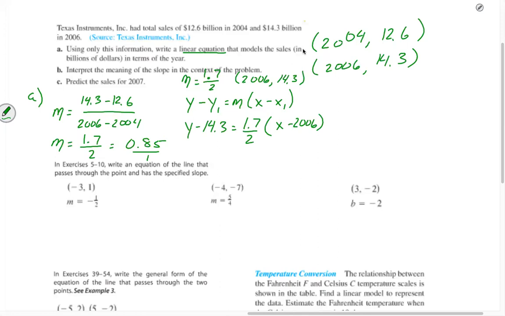Cool. B. B says interpret. What does interpret mean? Define, in a sense. Anybody else? Franklin? Yeah. Good. What does interpret mean?